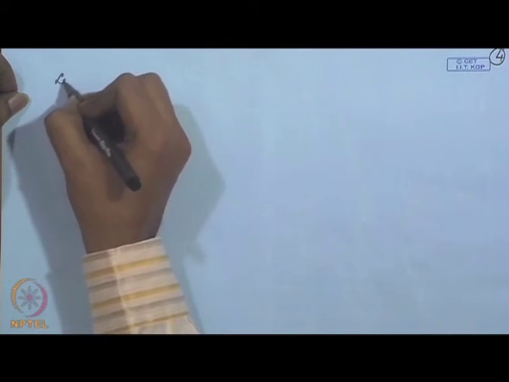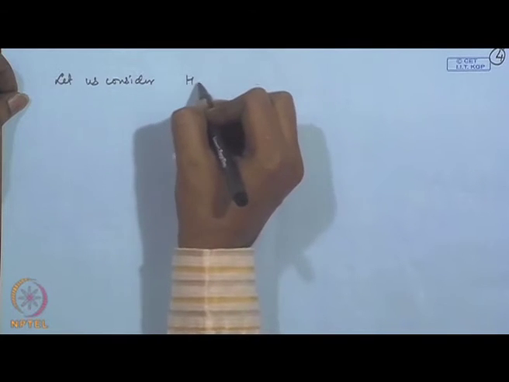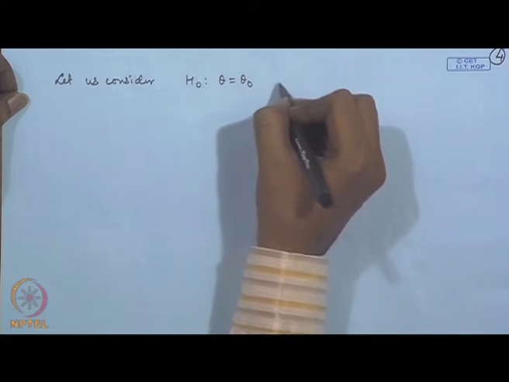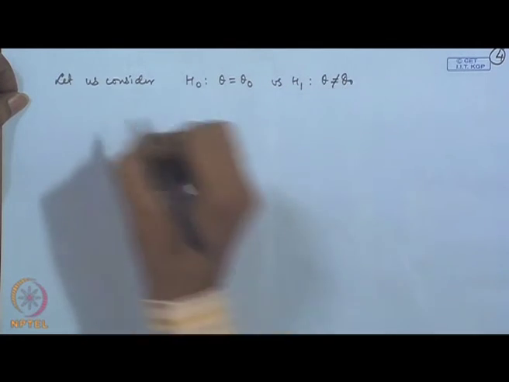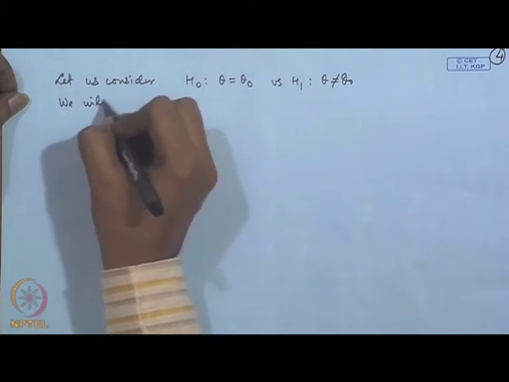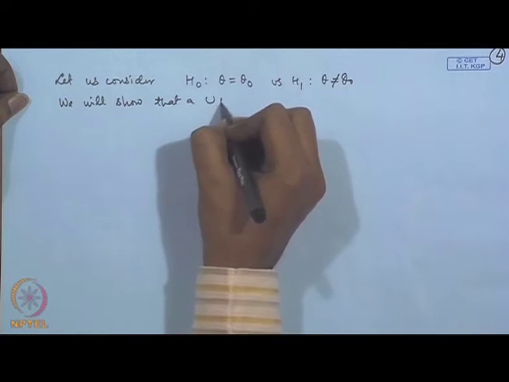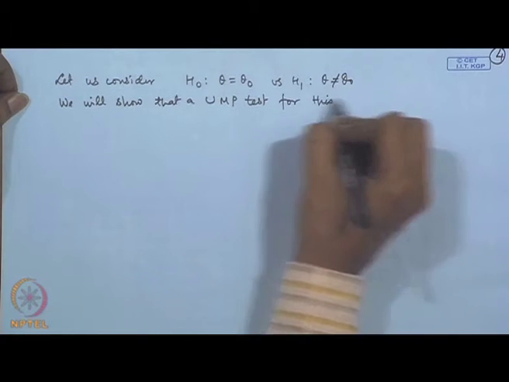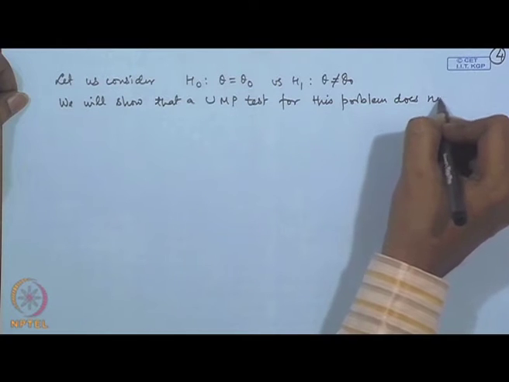So, let us consider H naught: theta equal to theta naught against H 1: theta not equal to theta naught. We will show that a UMP test for this problem does not exist.